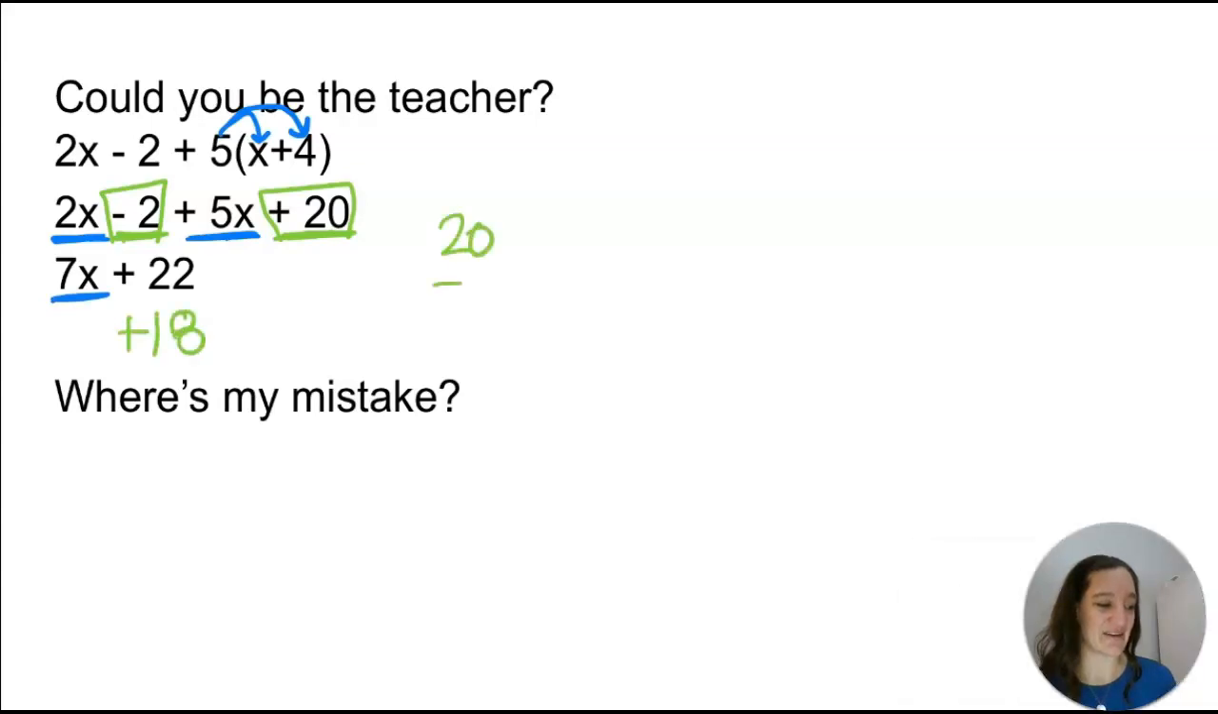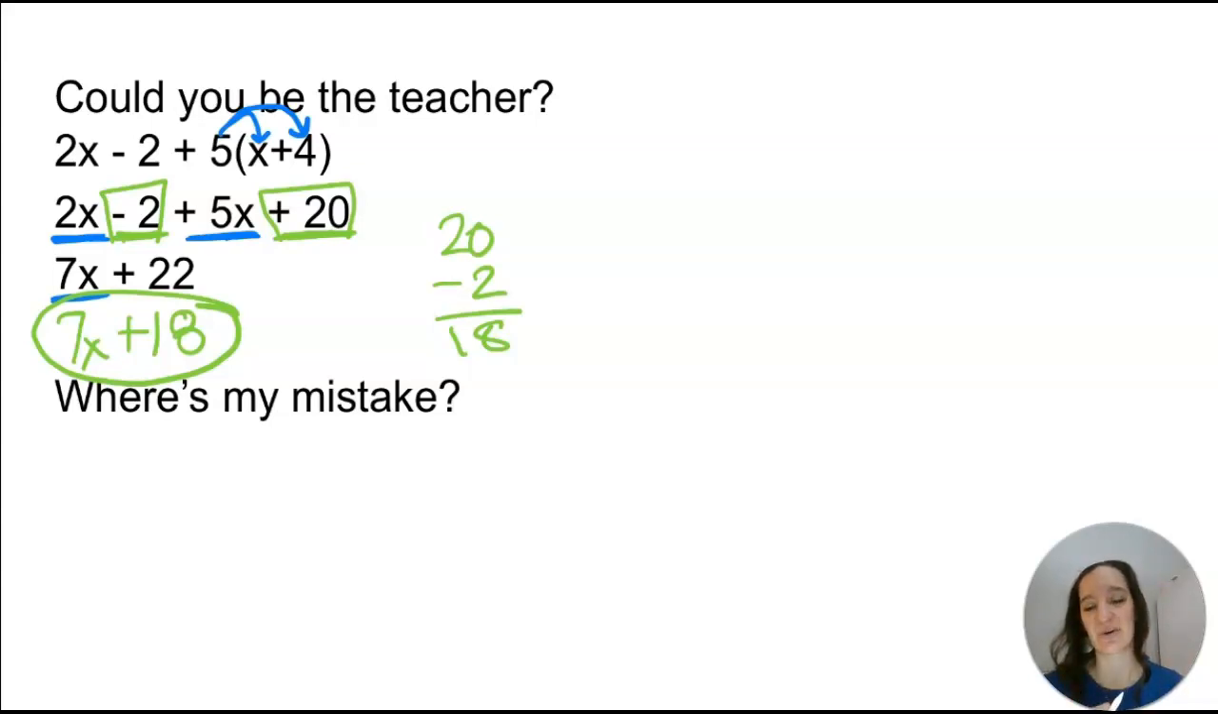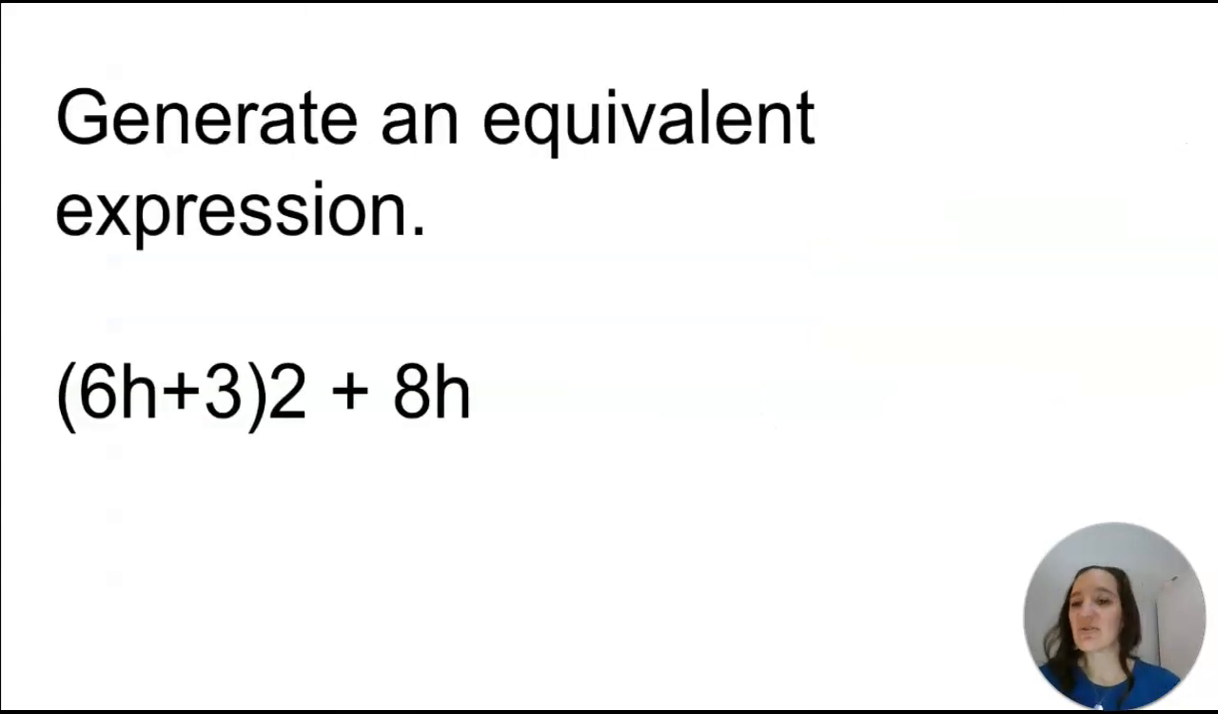It would be 20 minus 2, which is 18. So it should be 7x plus 18. They did not combine the terms correctly. They added a negative term when they needed to subtract a negative term. Will you generate an equivalent expression here?